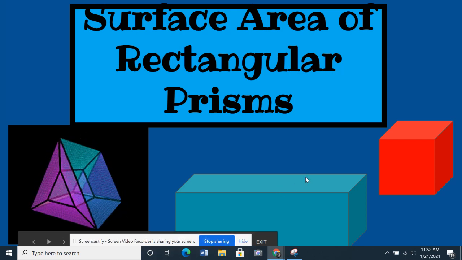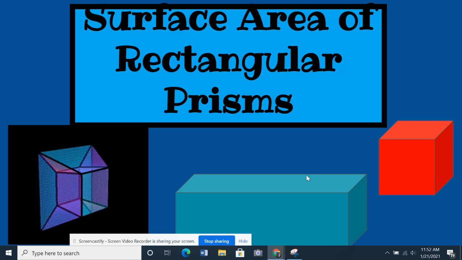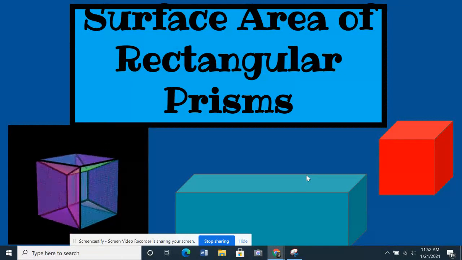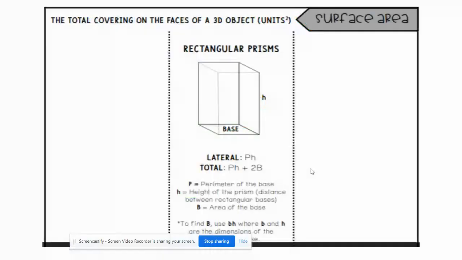Hello, Math Masterminds. We're going to continue our geometry unit, but now we're going to focus on surface area. And we're going to start with surface area of rectangular prisms.